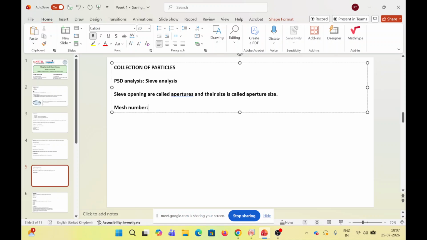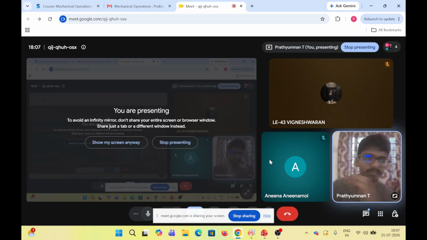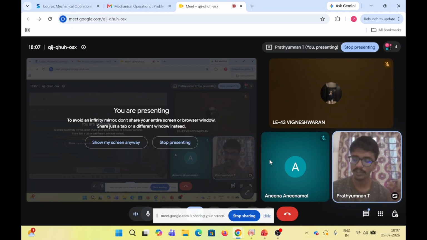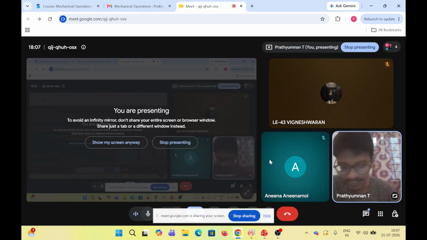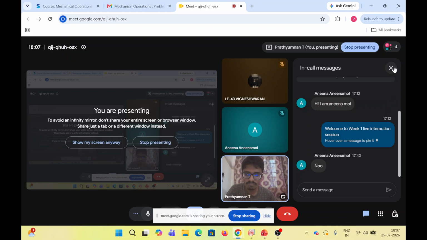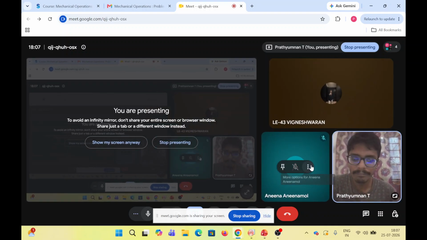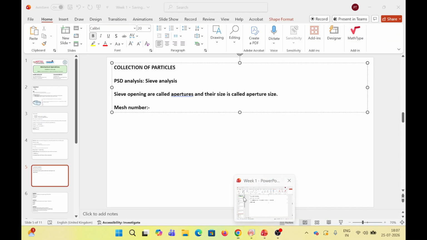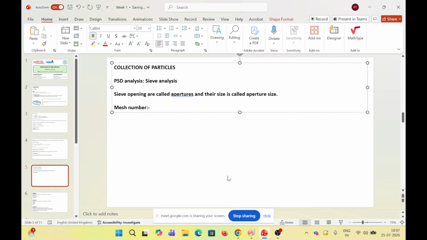Have any of you heard about this concept of mesh number? If you have heard, then you can let me know what you know about mesh number. The tiny opening, or in inch areas, like sieve, filter. Yes, something like that.